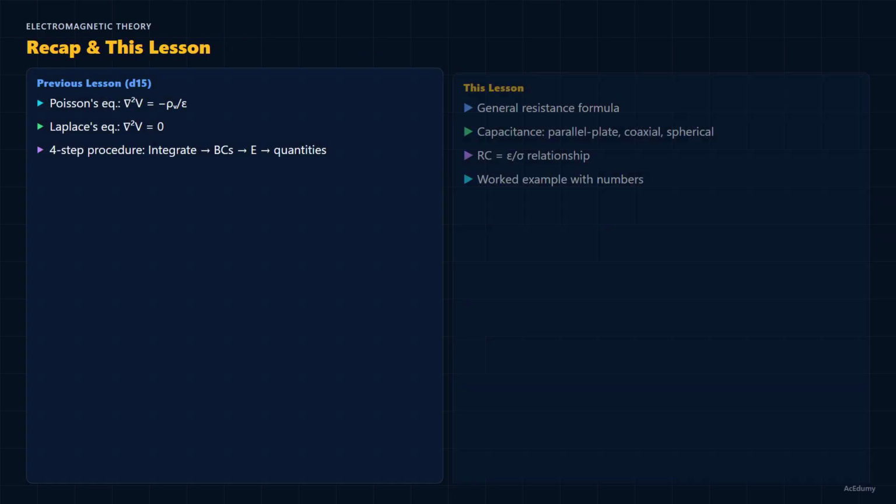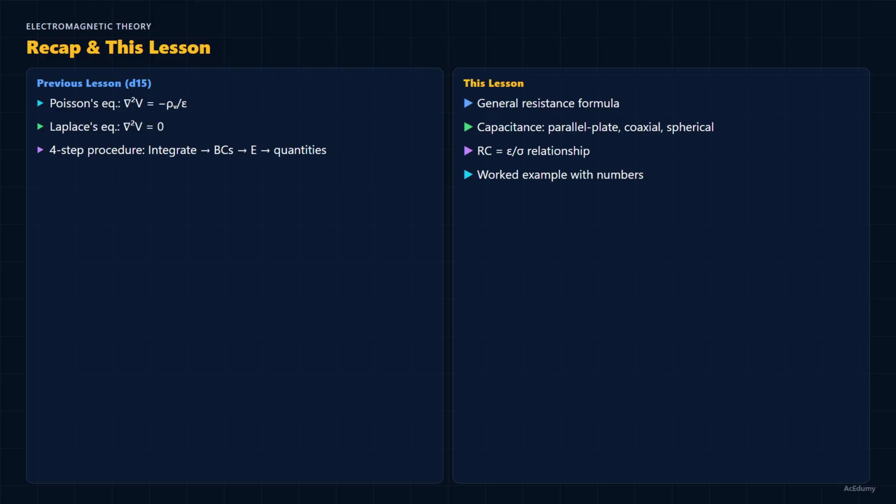In our last lesson, we derived Poisson's and Laplace's equations from Gauss's law. Poisson's equation relates the Laplacian of V to the charge density, while Laplace's equation applies in charge-free regions. We also introduced the four-step solution procedure: integrate the equation, apply boundary conditions, find E, then find other quantities. Today, we apply these tools to derive general expressions for resistance and capacitance.